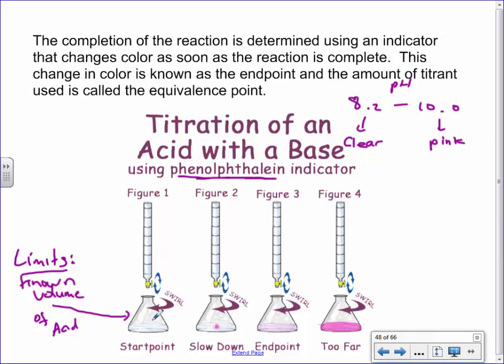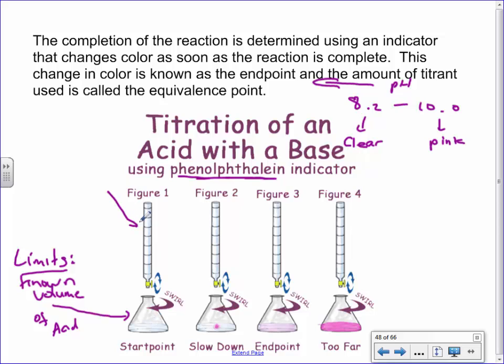So here's what that means. If you have acid down here in this flask and you add phenolphthalein to it, what sort of pH would an acid be? Above 7, below 7? Yeah, well below 7, right? So if there's acid down here and there's phenolphthalein, it should be on the clear side of the color change. You get what I'm saying here? Which is why it starts off clear.